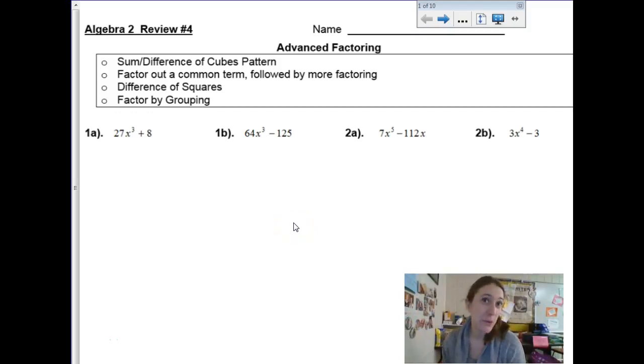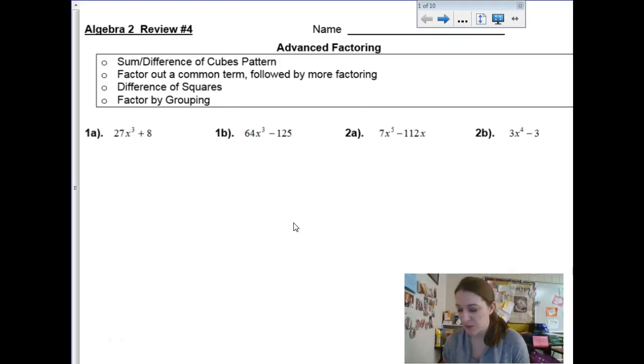So this is a quick review of what's going to be on your summative number 4. This first section is on advanced factoring. This is the third time we've tested advanced factoring, so I can say with pretty severe certainty that this is the last time I'm going to be testing this section. So make sure you capitalize on the fact that you're getting a retake.